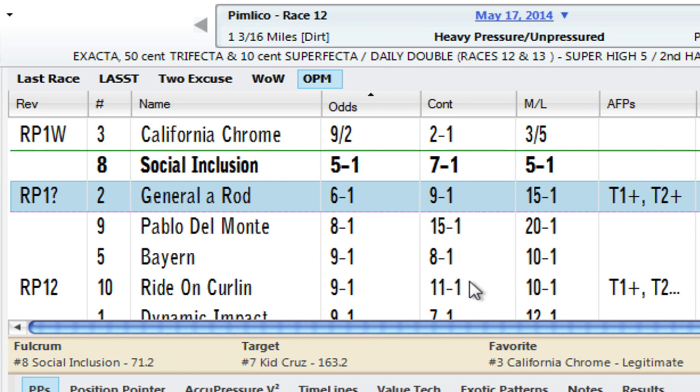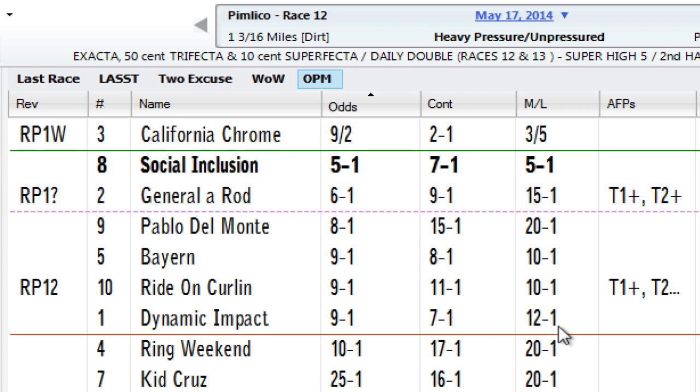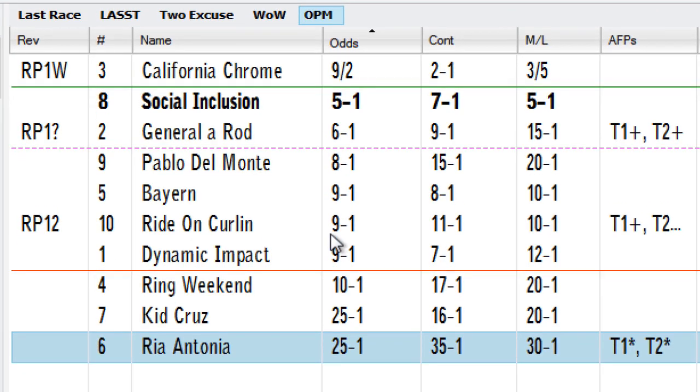But let's take a look at the summary grid, and you'll notice that, first of all, we only have 10 colts with whom to deal. Now, having said that, this red line indicates the random line. There are 3, 4, 5, 6, 7 horses out of the 10 above random. There is a gap underneath California Chrome, to be expected. There is another gap under the 2 and the 8, Social Inclusion and General A-Rod. That's where I would be looking. Now, do I think California Chrome is unbeatable? No. It's top on the line, but it's not overwhelming. He's 9-2 in my odds line. Social Inclusion's 5-1. General A-Rod is 6-1. Then there's a little gap down.